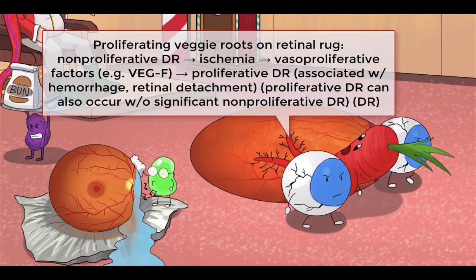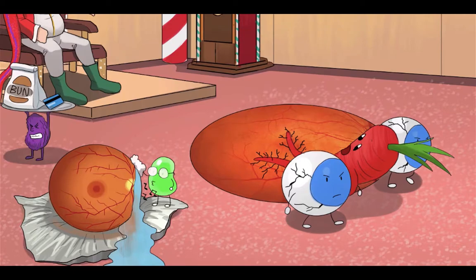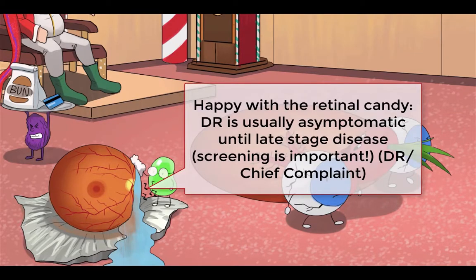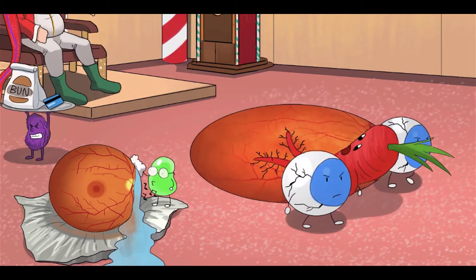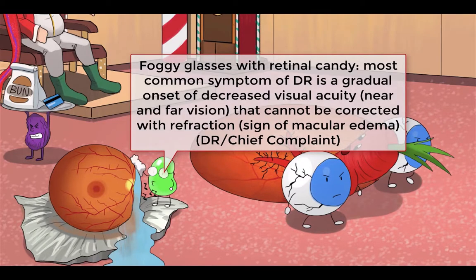These abnormal retinal vessels are prone to bleeding, which typically causes transient vision loss. Neovascularization can also cause traction retinal detachment, which can lead to permanent visual loss. Let's get into the clinical presentation. Diabetic retinopathy is usually asymptomatic until the late stages of the disease, which is why screening is so important. Notice that this jelly bean minion here is happy and symptom free as he cleans the king's prized hard candy collection. Patients with symptomatic diabetic retinopathy most commonly report the gradual onset of decreased visual acuity.